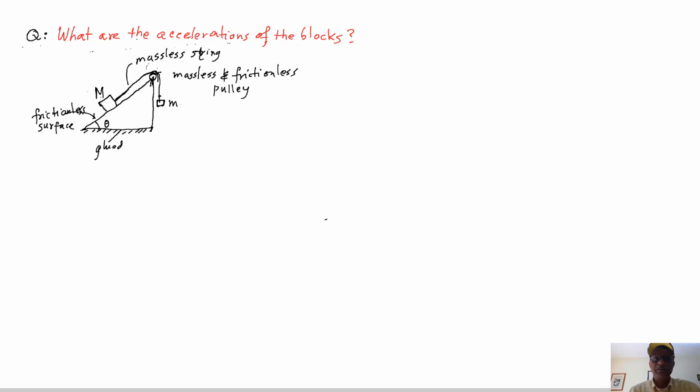Today we are going to do a very standard problem. This is a variation on a problem where the blocks and the pulley just go vertically. That's the standard Atwood machine. And this is also an Atwood machine, but one of the blocks is able to slide frictionlessly on a slope.